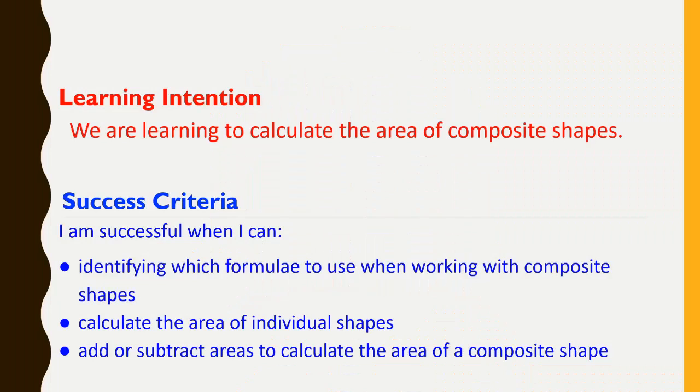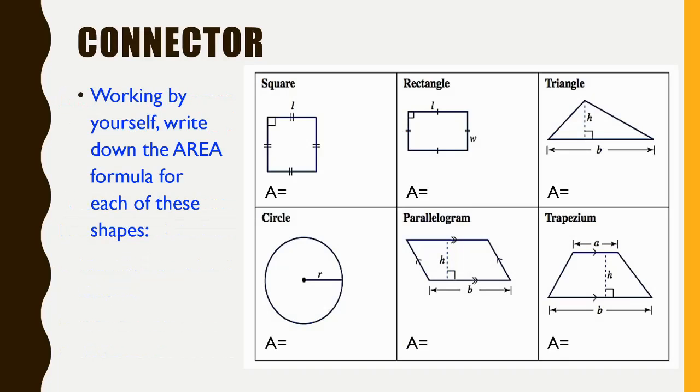Our learning intention today is we are learning to calculate the area of composite shapes, and our success criteria is: I am successful when I can identify which formula to use when working with composite shapes, I can calculate the area of individual shapes, and I can add or subtract areas to calculate the area of a composite shape.